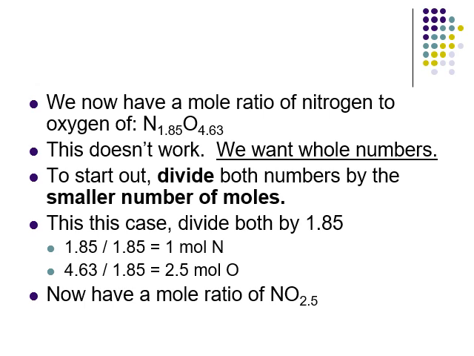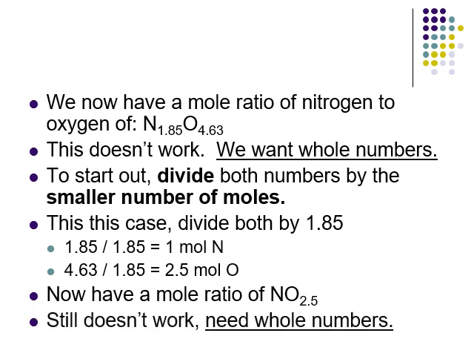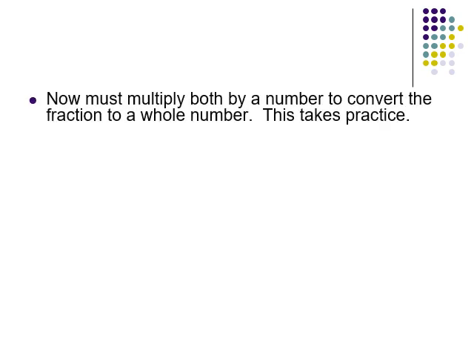If our oxygen amount was like 2.9, we can just round that to 3. If it's like 2.06, round it to 2. But watch for things like near 0.25s, near 0.33s, near 0.5s, because those are things that we can do another sneaky thing with. What we can do is multiply everything by something that will give us a whole number, and it takes practice.